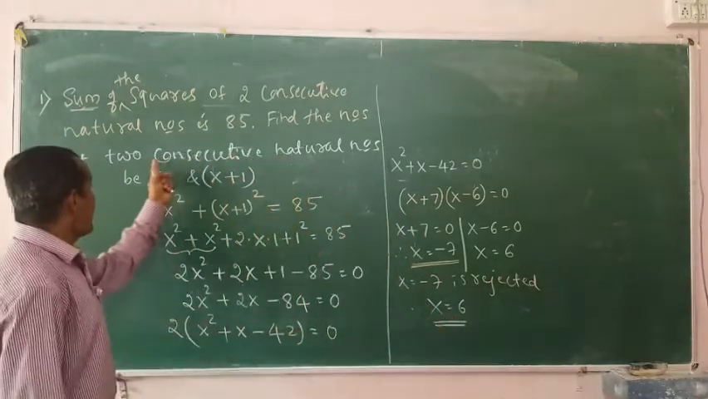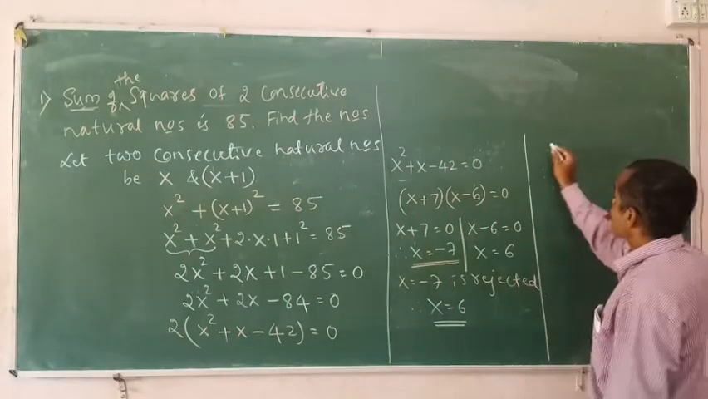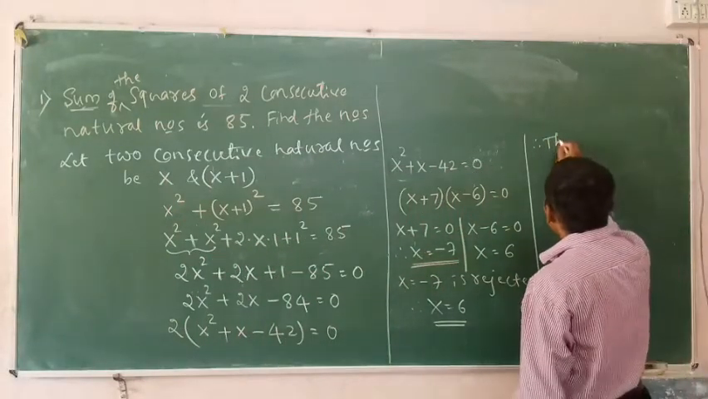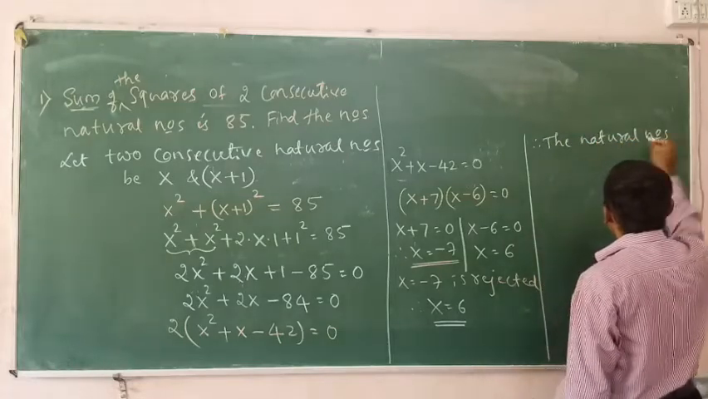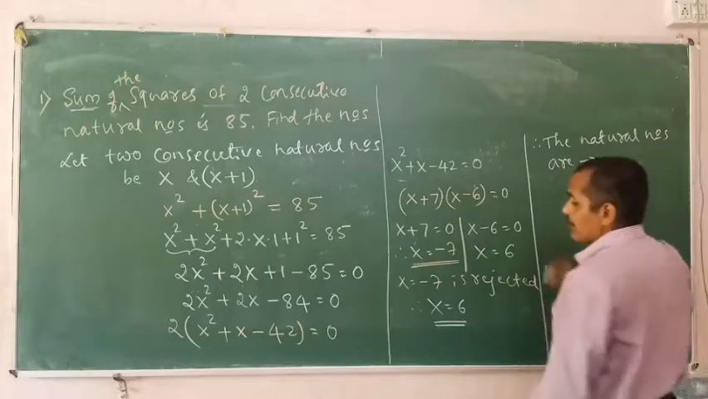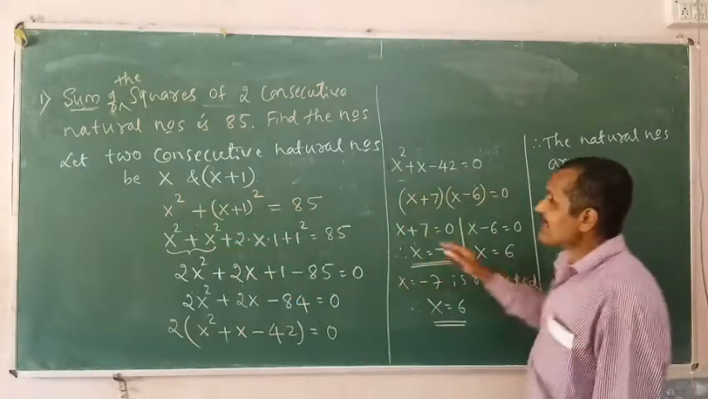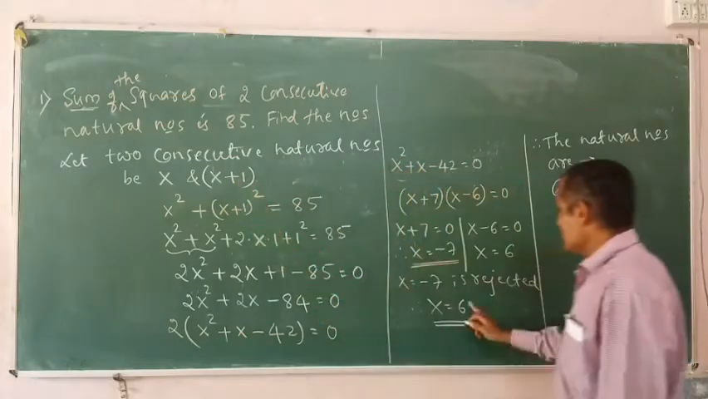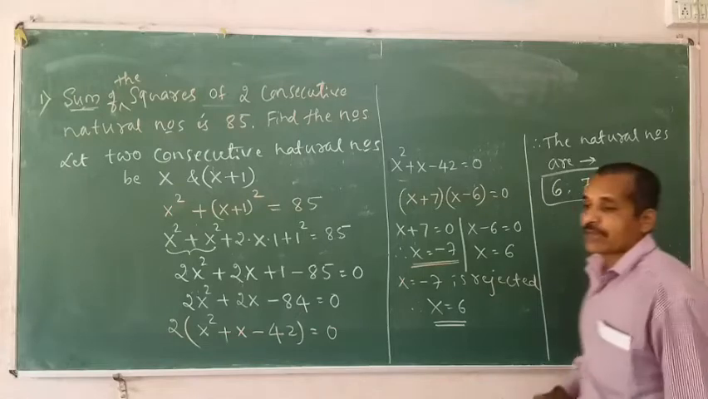What is x? x is one of the consecutive natural numbers. Therefore the natural numbers are: the first number is x, x means 6. What is the next number? x plus 1, 6 plus 1, 7. The natural numbers are 6 and 7.